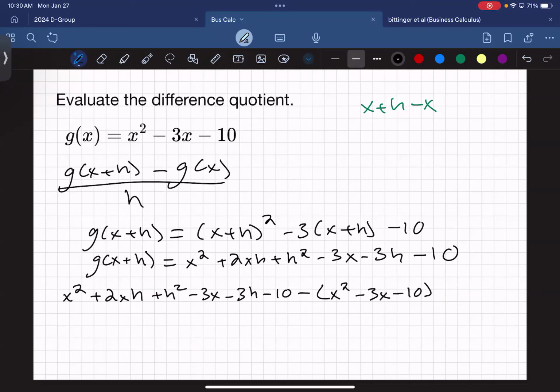Technically speaking, you could put both the first expression and the second expression in parentheses, but I usually just do the second one because that's the one. It's like, hey, don't forget to distribute the negative. Okay.